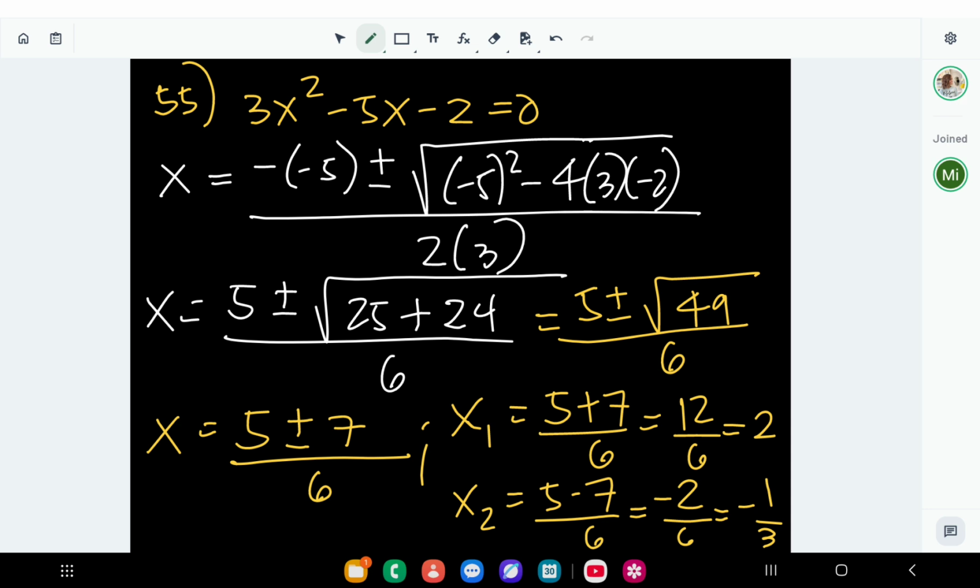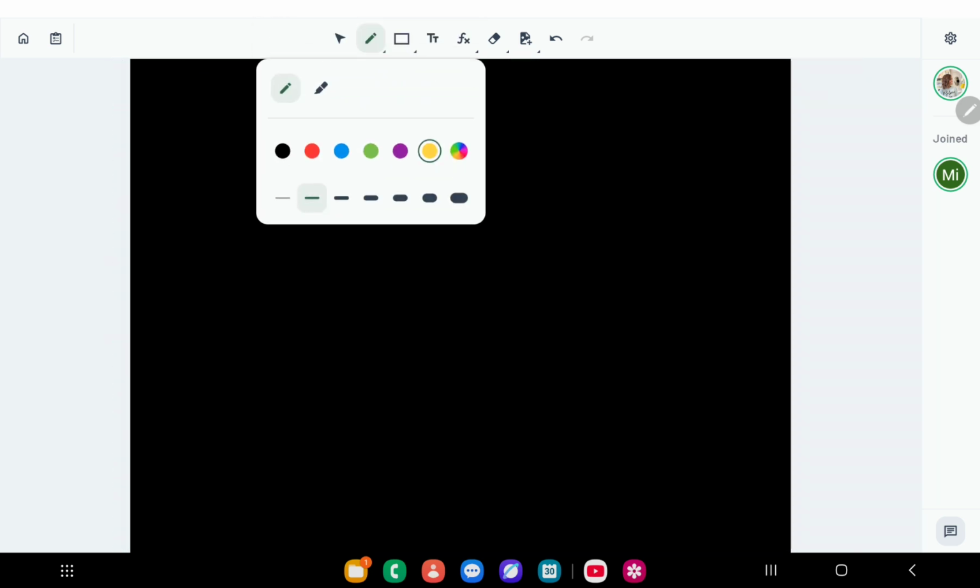Okay. And then we move on to number 56. Number 56, still quadratic formula. But make sure you know how to do this without using a calculator. So we're given this equation: 4x squared plus x minus 3 equals 0.